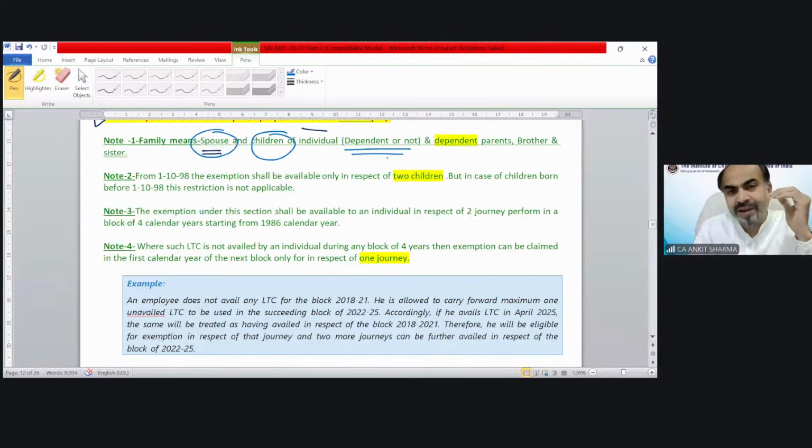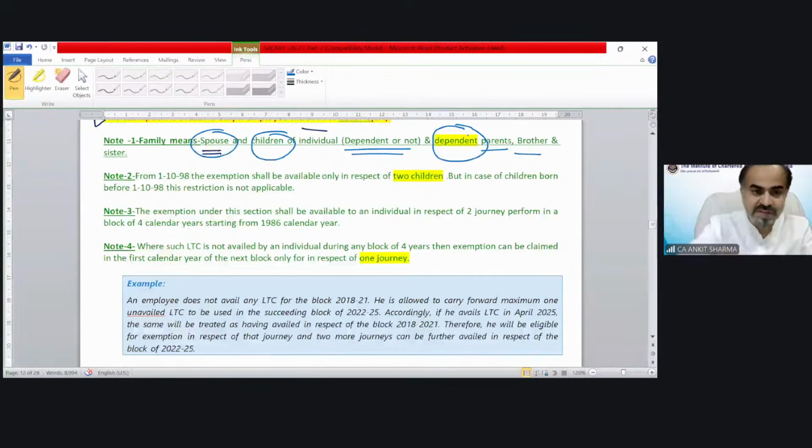So you can take with yourself, the LTC is provided by your employer, would be for your spouse and children. And you can also take your parents, brother and sister, but if they are dependent upon you. So if parents, brother and sister are dependent upon you, then you can have the LTC exemption for these also. If they are independent, you cannot claim the LTC exemption for parents, brothers and sister. So first note was clear.